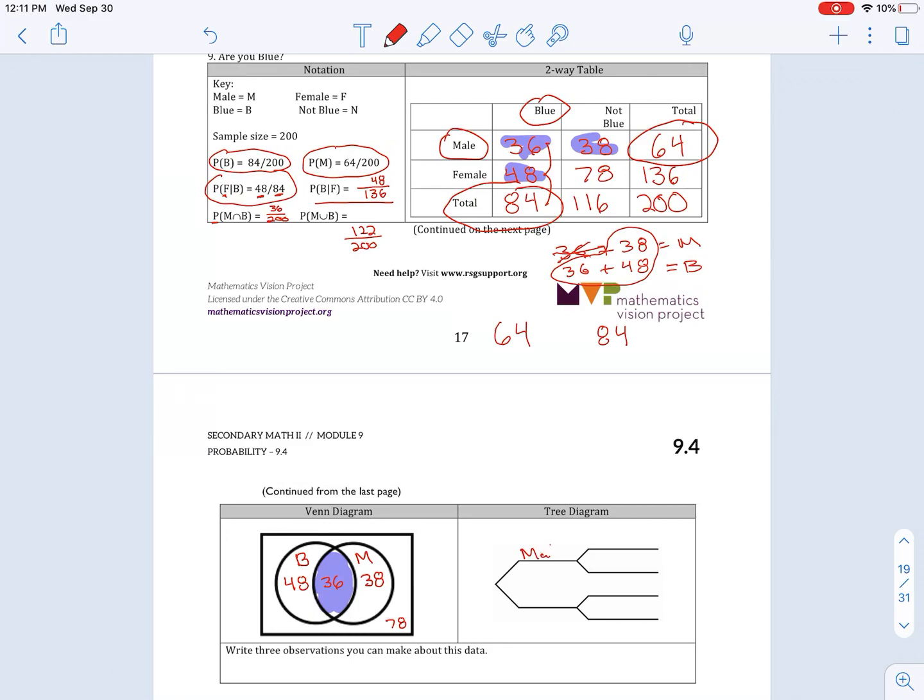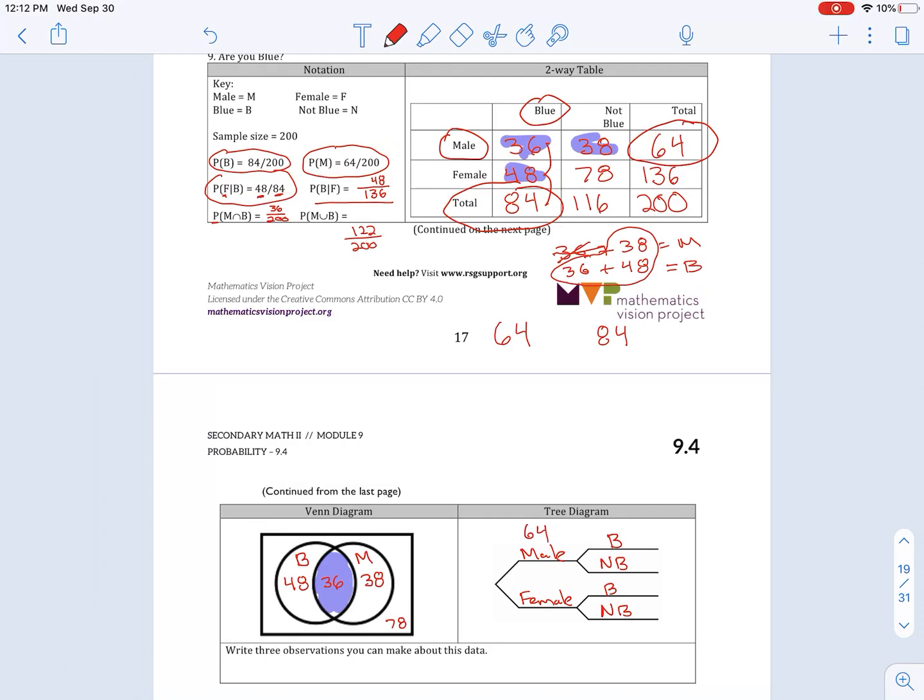All right, for the tree, we got male and female. Okay, you don't want to do male and blue. One thing I'm noticing is with the tree, it's like the opposite of the Venn. You take all of what's on the side or all of what's on top and list it first. And then branch out to blue, not blue, and blue, not blue. And then write in the numbers.